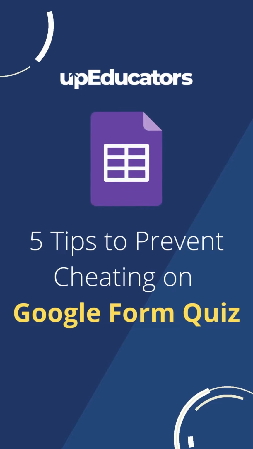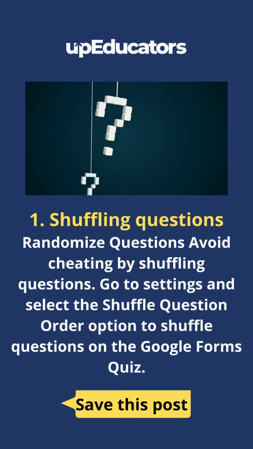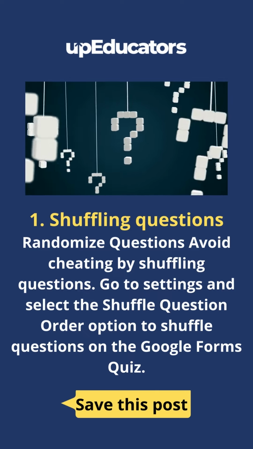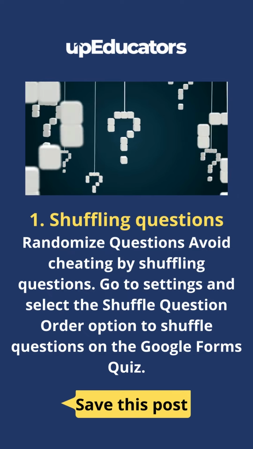5 tips to prevent cheating on Google Form quiz. Shuffling questions. Randomize questions. Avoid cheating by shuffling questions. Go to Settings and select the Shuffle Question Order option to shuffle questions on the Google Forms quiz.